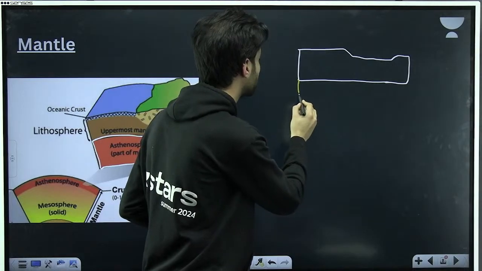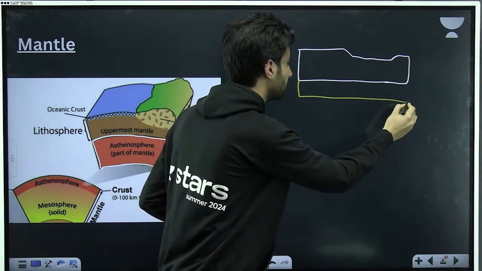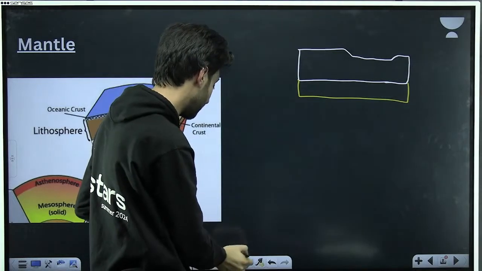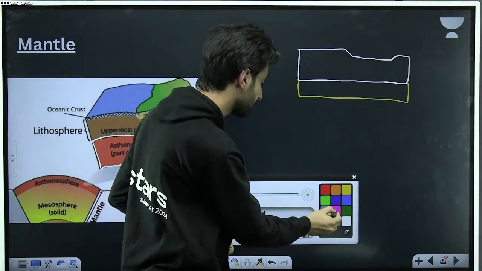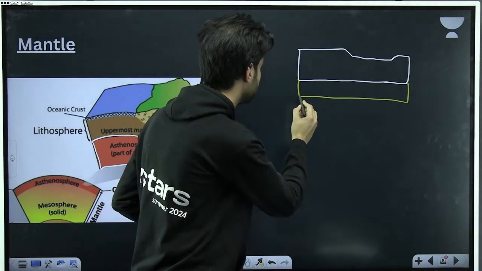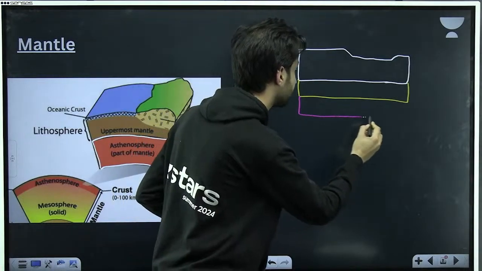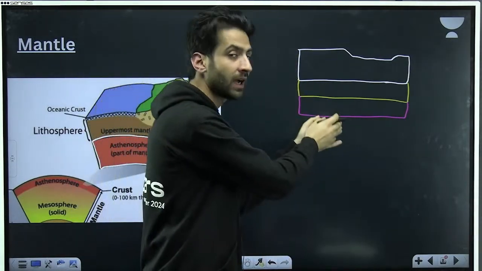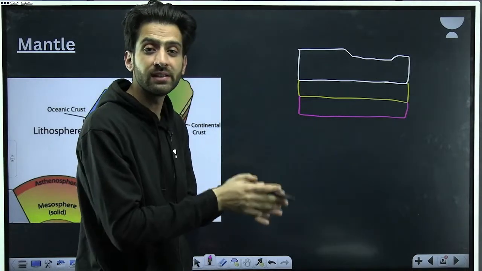First, you have lithosphere, the uppermost part of the mantle. After that, you will have the asthenosphere. This is the asthenosphere, but it is semi-solid. I'll tell you why it is semi-solid. Because of the high temperature, it can get converted easily into liquid.